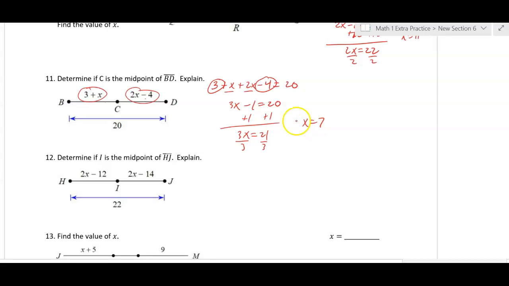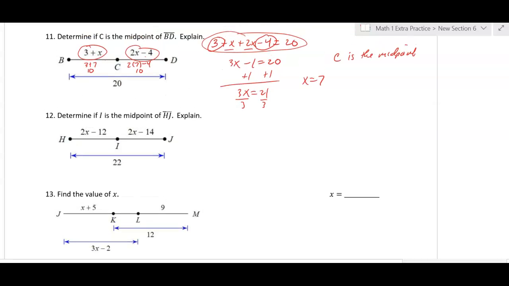Now the idea is I used something I know from the diagram is 100% true to find x. Now when I plug it in, 3 plus 7 gives me 10. 2 times 7 minus 4 gives me 10. Are these congruent? Yes. So C is the midpoint.